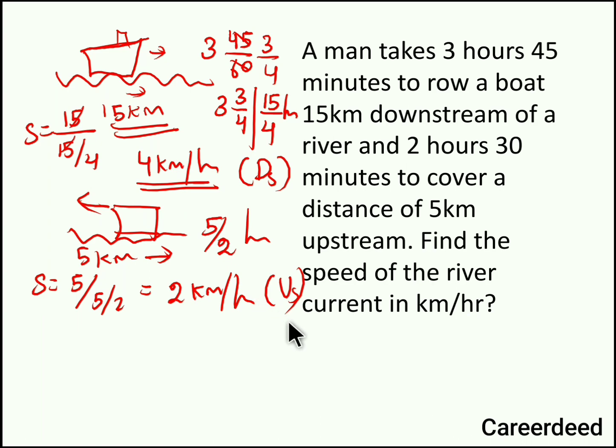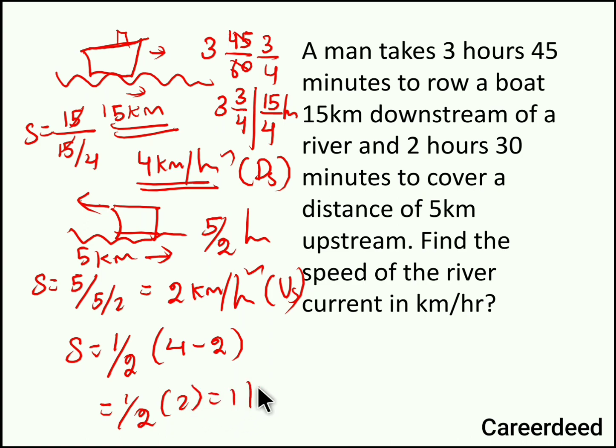Now our question is to find the speed of the river current. So you have to find the speed of the stream. Now you have the downstream value as well as the upstream value. With this you can easily find the speed of the current. So the speed of the stream is half of downstream minus upstream. Here downstream is 4 and upstream is 2. Half of 4 minus 2 is 2. Half of 2 is 1 km per hour. So 1 km per hour is the speed of the river or the speed of the stream.